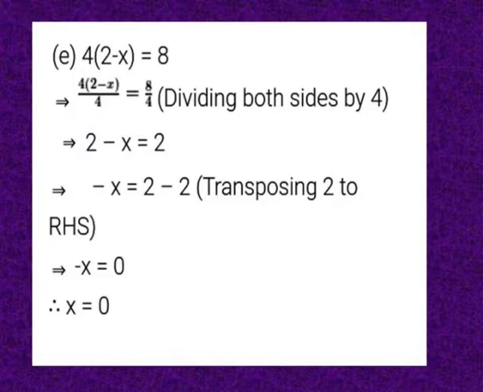As I said, the variables should not carry the negative symbol, so we are transposing the negative symbol to the opposite side so that it becomes a plus symbol. Therefore, x is equal to 0. Since 0 does not carry any symbol, simply x is equal to 0, which is our required solution.